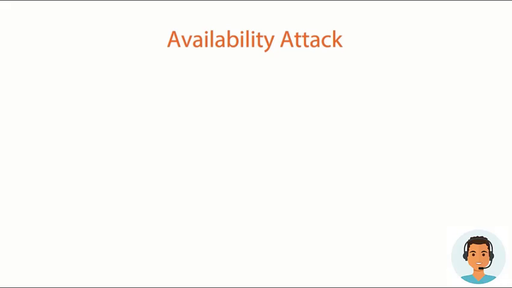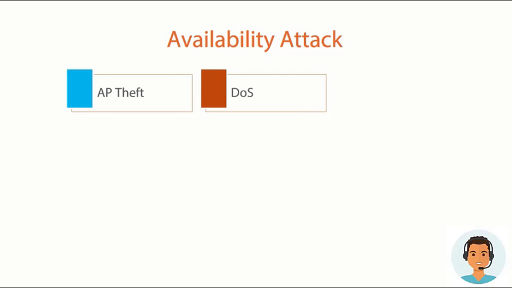Now we also have availability attacks. Obviously, if someone steals your access point, you're going to have a problem with availability, as well as any type of denial of service attack. If I go through and send forged authentications or associations from random MAC addresses, I'm going to end up doing an authentication flood.